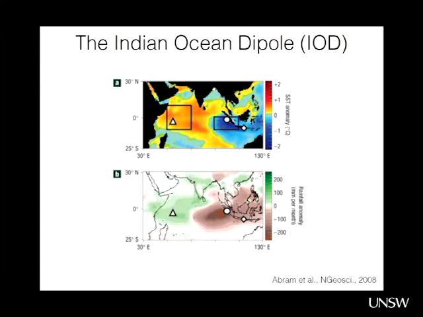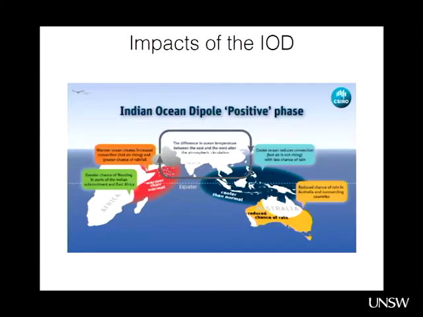When it's colder, you have less rainfall. When it's warmer, you have more rainfall. That's just over the ocean. But if you look at it over land, it also has impacts over Australia.